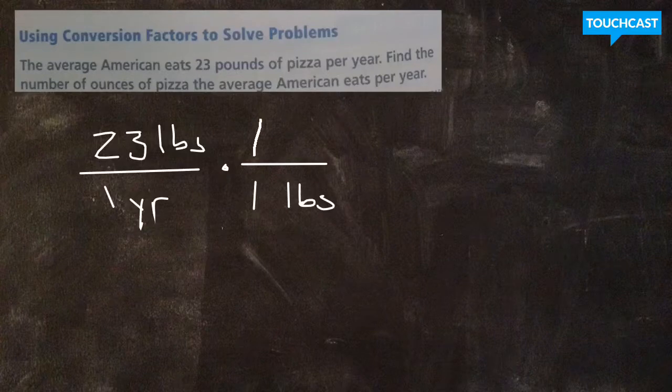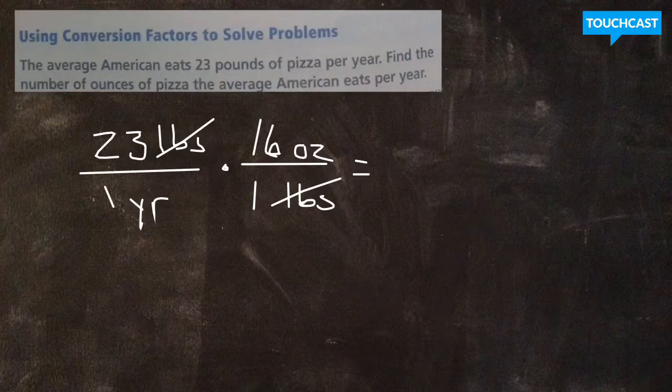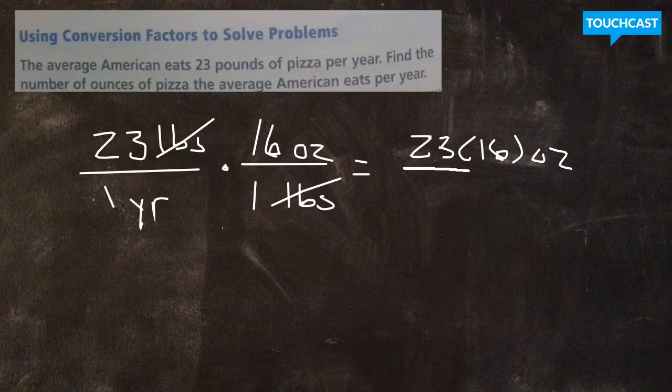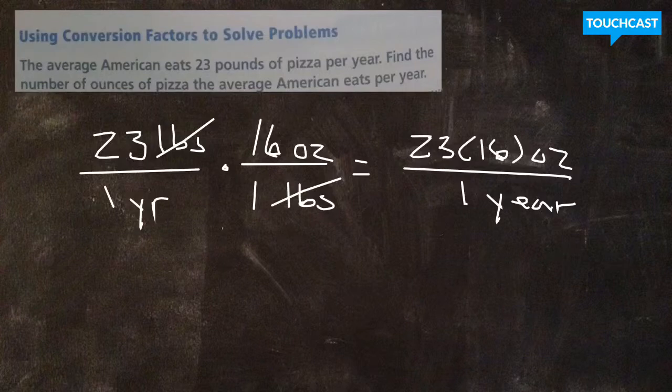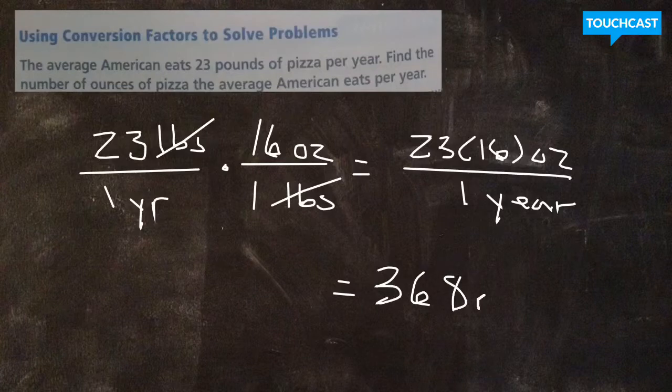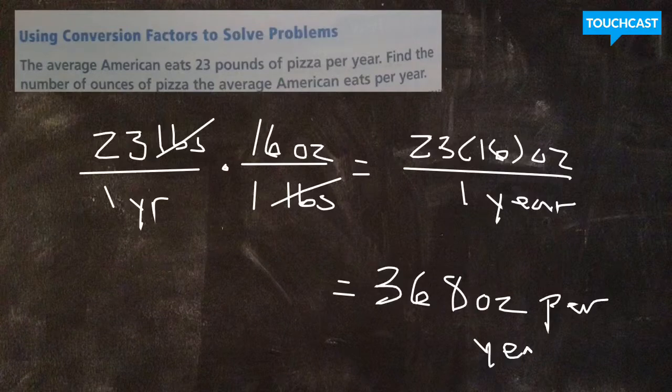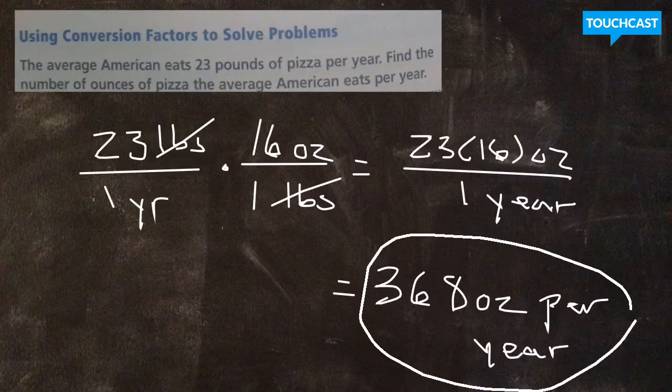There are 16 ounces in 1 pound. So we'll put the 16 ounces in our numerator so that we can cancel out these pound labels. Now we can rewrite this as 23 times 16 ounces over 1 times 1, or just 1 year. And then 23 times 16 gives us 368 ounces. So the average American eats 368 ounces of pizza per year. That's a lot of pizza. Alright, let's move on to our next example.